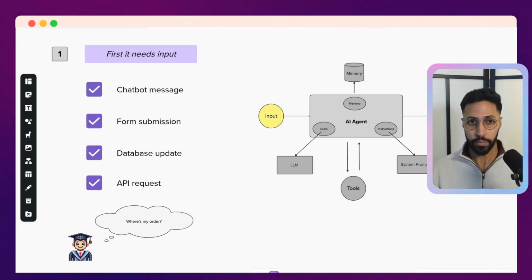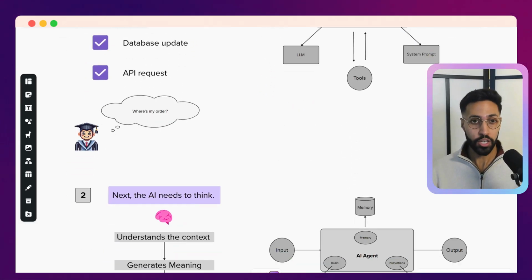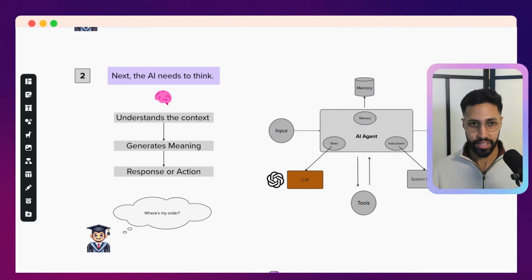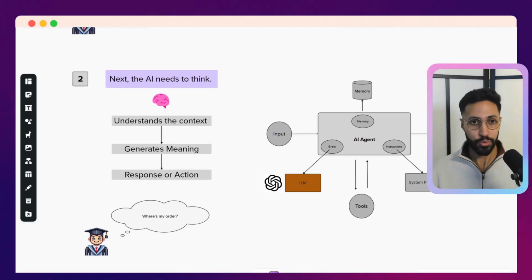So let's give an example. If a customer says, "Where's my order?" that's the input. Next, the AI needs to think. And this is where the LLM or large language model comes in. Think of this as an AI agent's brain.